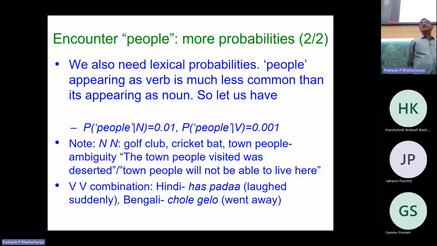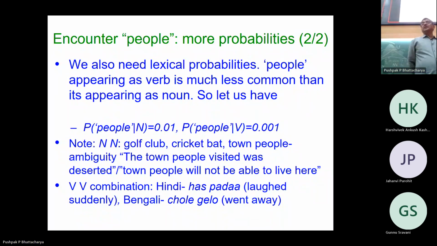And in the second case, town is acting like an adjective. VV combination: Hindi has this kind of combination. It is rare in English. Of course, you have auxiliary main verb combination. Hindi has hasparna, for example, laughed suddenly. Bengali has chole gelo, went away. These kinds of combinations you see in Indian languages. But in English, two verbs can come one after the other only as auxiliary and main verb.